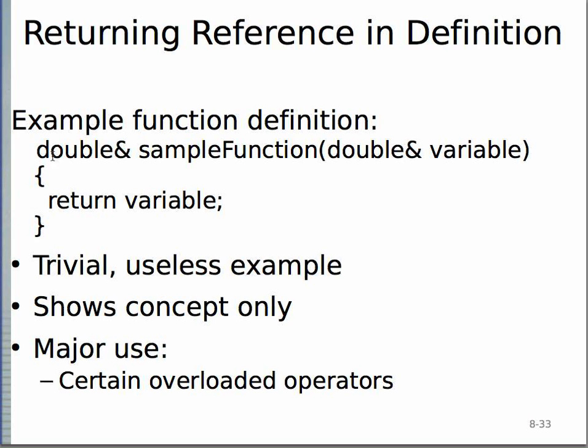So here's a simple example. All it does is it takes a reference to something of type double and then actually returns just that same thing. It doesn't do anything. It's pretty much a useless example. That's why it's called useless. It's trivial, that is simple, but it just shows you the syntax. And you can actually do this. This should compile and should run. All it does is if you pass in a parameter, you're going to return that same thing. Okay, it just shows you the concept.